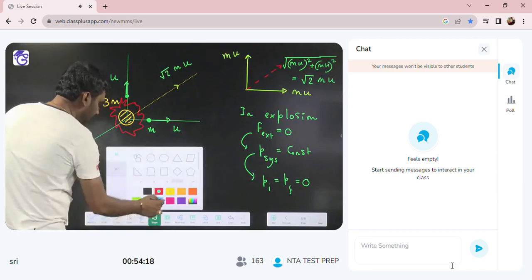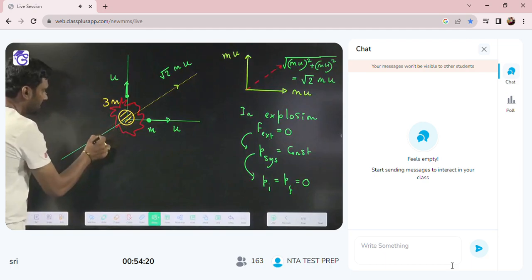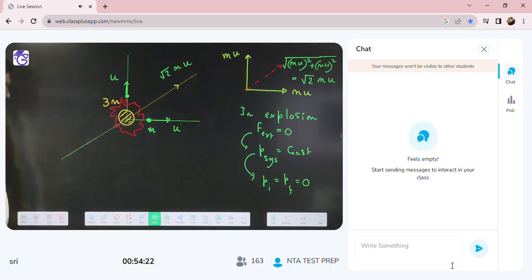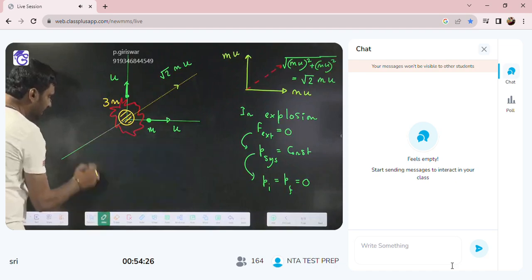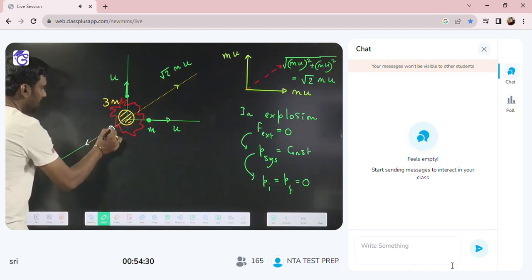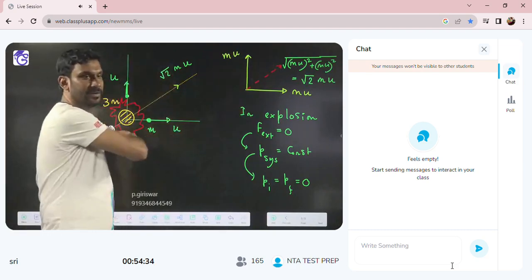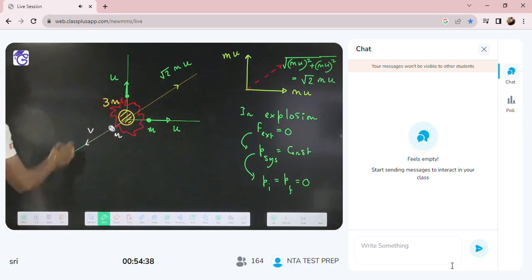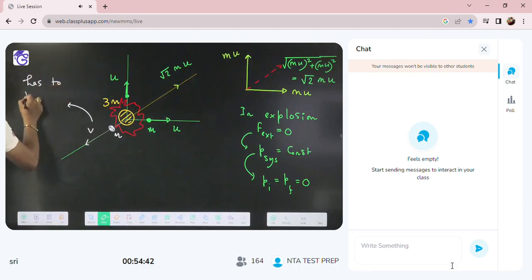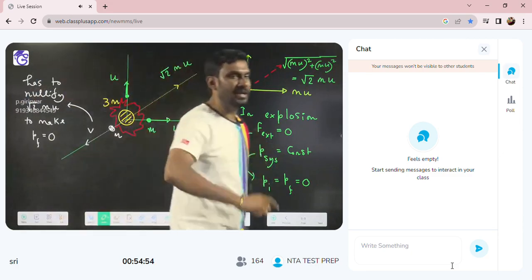It means that the third particle must move in this direction. This is another mass m. It must move in this direction, which is anti-parallel to this momentum. Why? Because this particle has to nullify root under 2mu to make final momentum equal to 0. बोल feel आया कि नहीं?